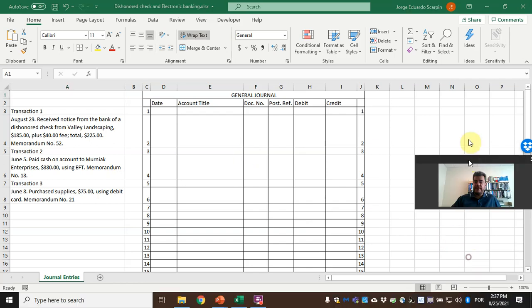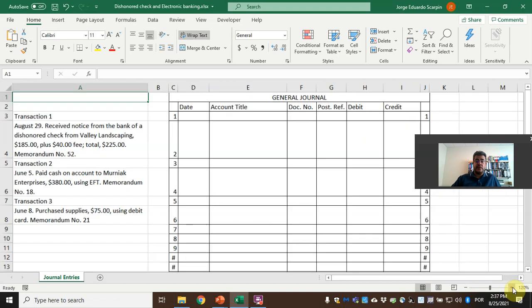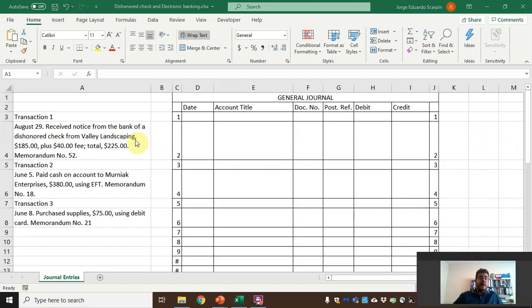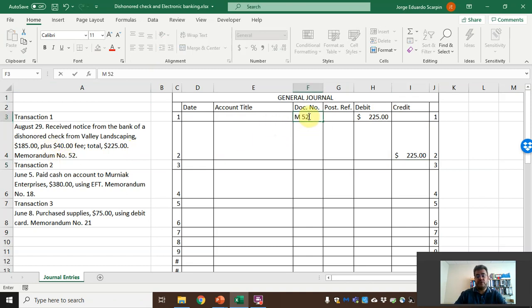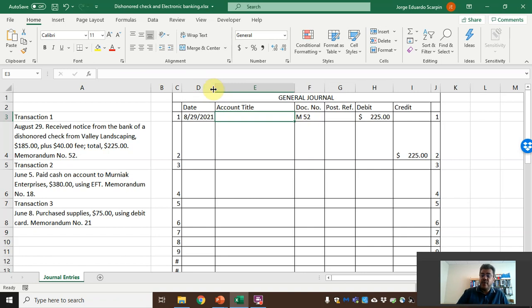So what do we have here? The first one, let me zoom in here. Okay, now it's better. August 29th, received a note from the bank of a dishonored check from Valley Landscaping of $185 plus $40 fee, total $225. So the first info here, the debit and credit will be $225. The document number is Memorandum 52. Date, August 29th.